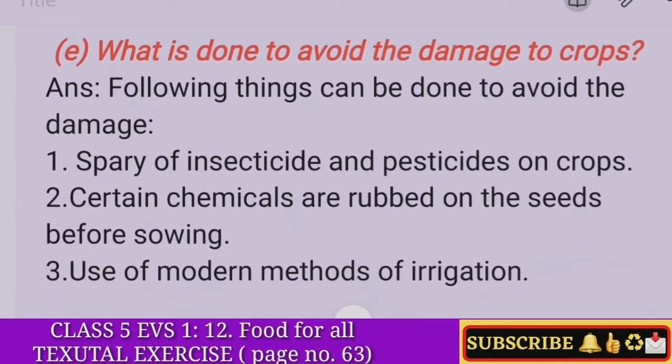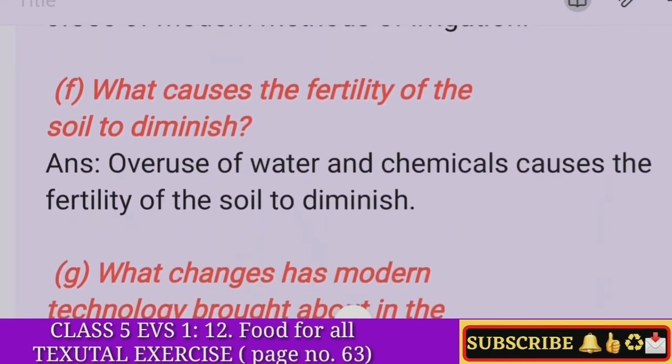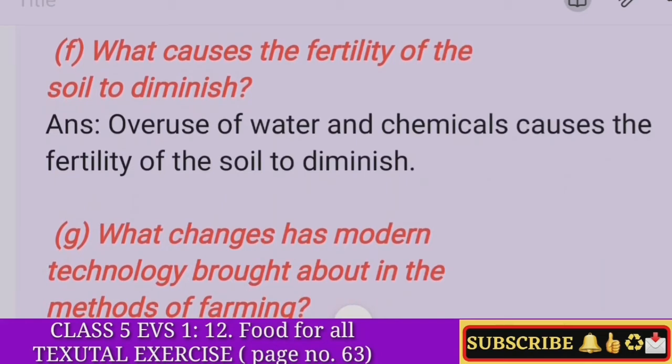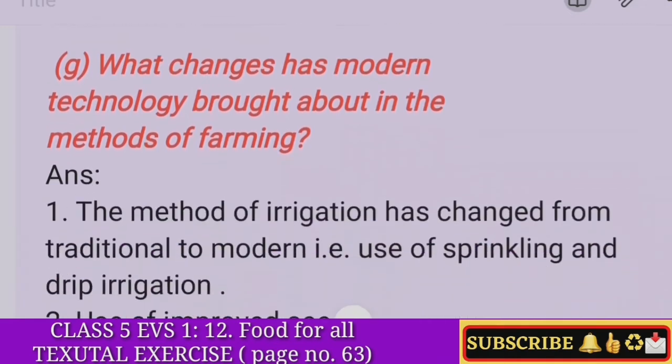E. What is done to avoid the damage to crops? The answer is, following things can be done to avoid the damage. 1. Spray of insecticides and pesticides on crops. 2. Certain chemicals are rubbed on the seeds before sowing. 3. Use of modern methods of irrigation. F. What causes the fertility of the soil to diminish? The answer is overuse of water and chemicals causes the fertility of the soil to diminish.